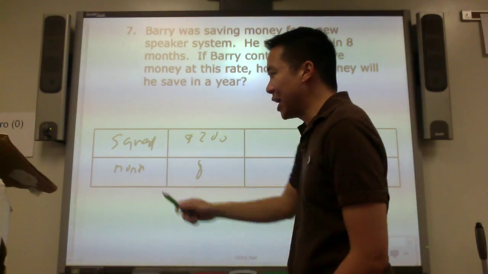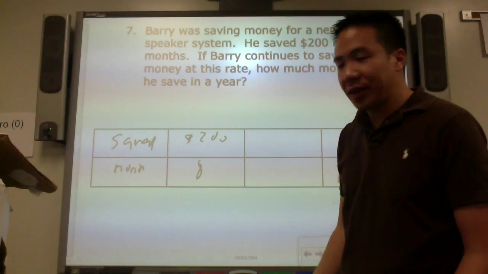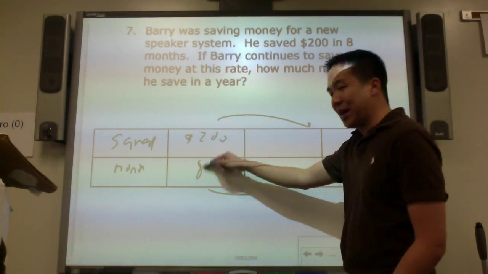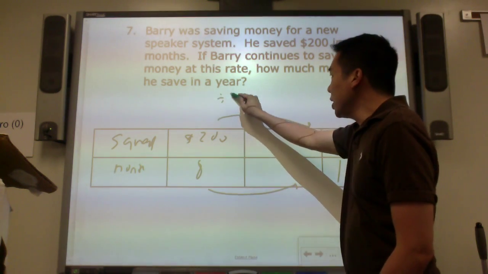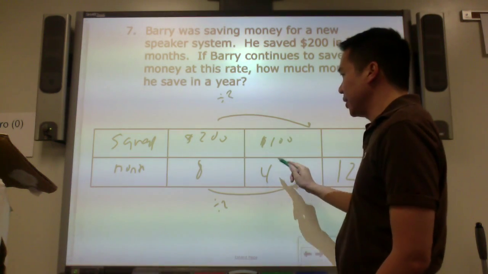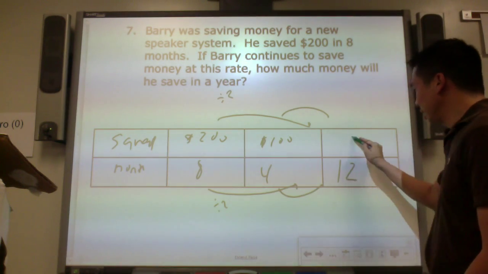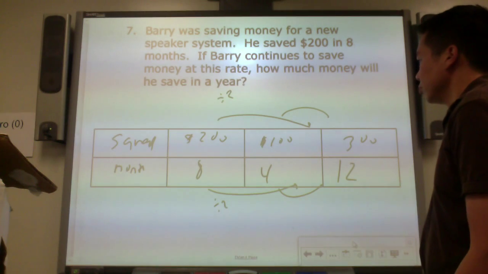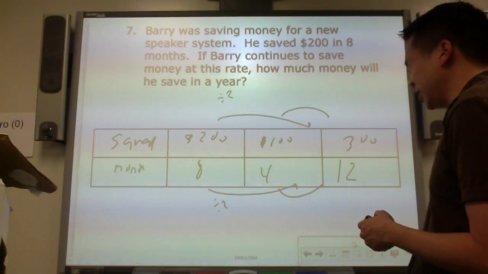So a year equals how many months? 12 months. Can 8 be built up to 12 evenly? I don't think so. Could I break this down? I want to break it down by 2. So $100 saved for 4 months. Now I'm going to build it up again by 3, $300. So $300 saved for every year.